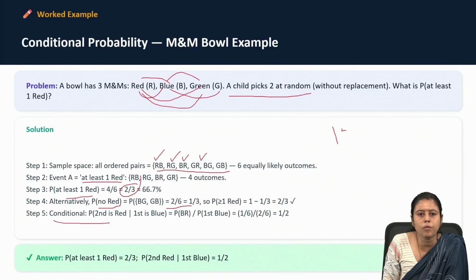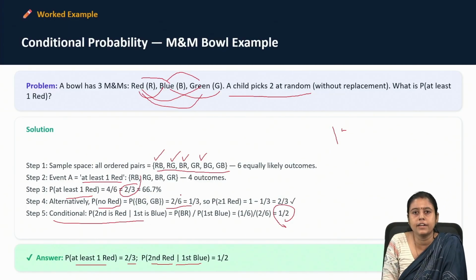So what is the conditional probability? Given that at least one is red, either the second one comes red or the first one comes red. So we can write, see the question, that one is red: 1 by 6 divided by 2 by 6. So it is coming to half. So half is correct. For at least one red we got 2 by 3. But now the second one is red and the first one is blue. If I go for this case, please check.